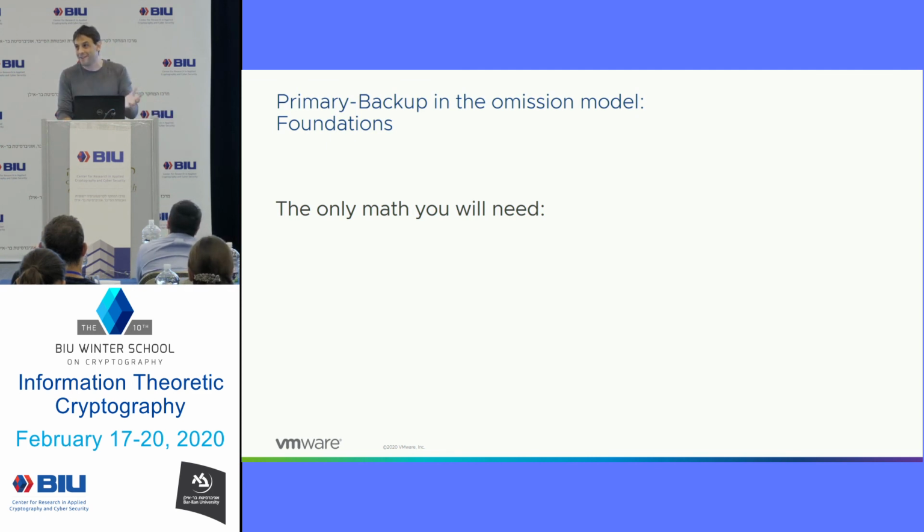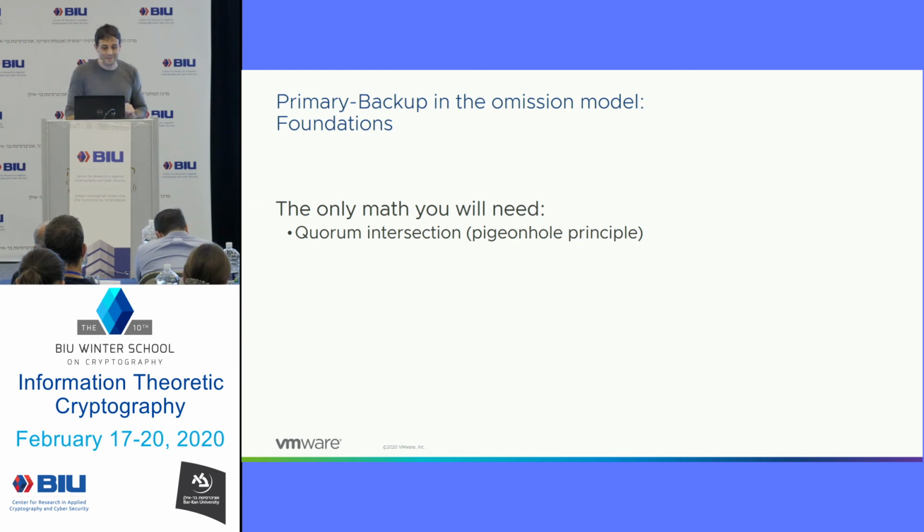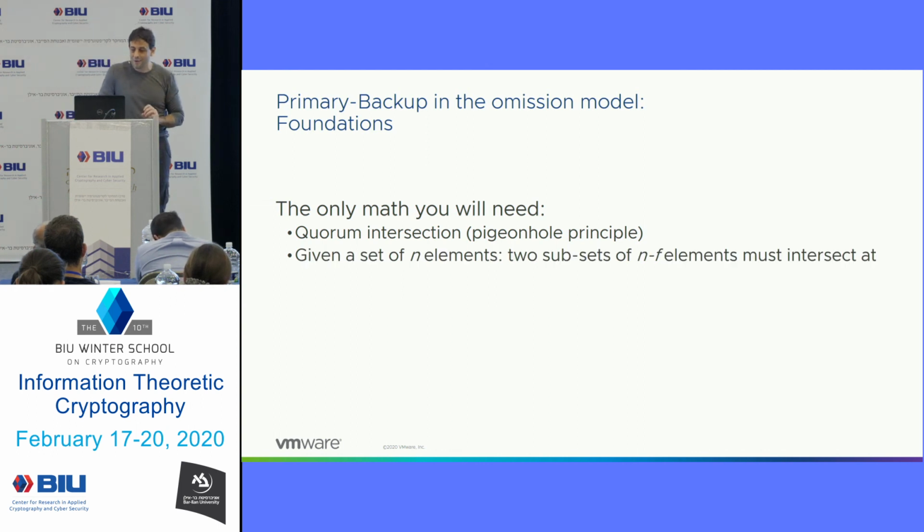So I apologize in advance. Things are very, very simple here. We're just going to use this pigeonhole principle, right? So this is a quorum intersection property. And really, there's only one riddle you need to solve.